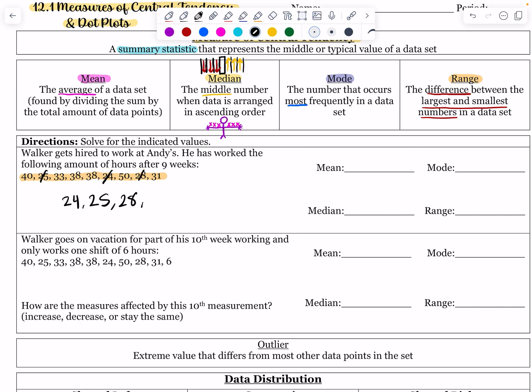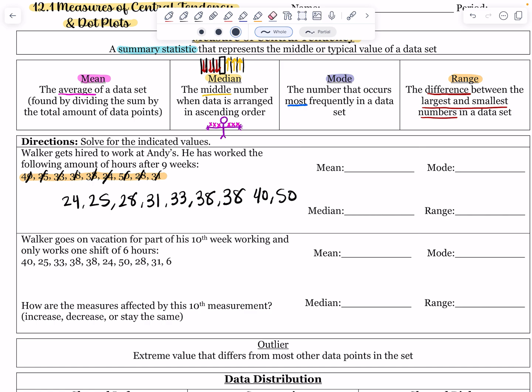The smallest 30 number is 31. And then 33. And then 2 38s. So 38, 38, cross them both out. And then 40. And then a 50. I always recount and make sure I still have the same amount I started with. So I should have 9 weeks of hours. 1, 2, 3, 4, 5, 6, 7, 8, 9. Perfect. So I do have all 9.